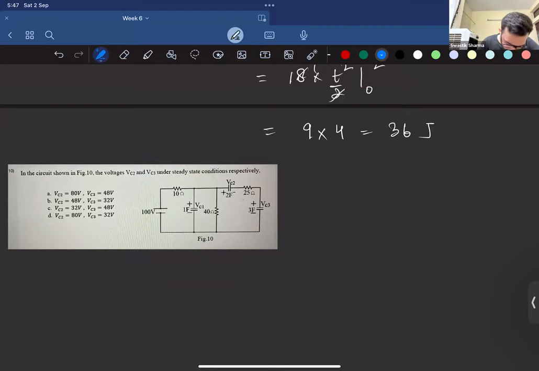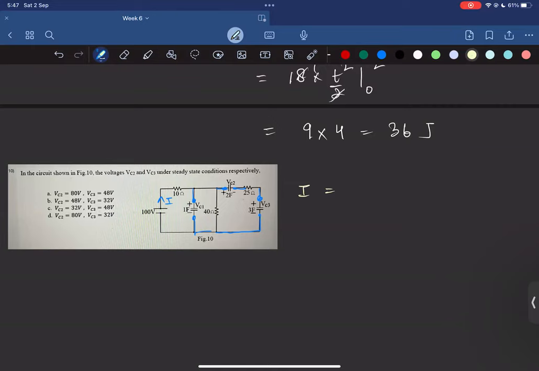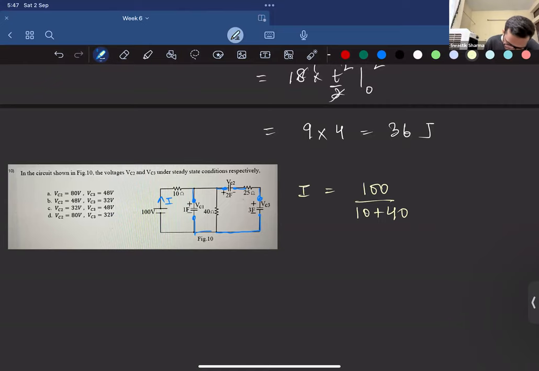It's showing that in this circuit, we need to find the voltages VC2 and VC3 under steady state conditions. So that means the whole circuit is under steady state. So the capacitors will become open circuited, right? It's open circuit then. So can you tell me what is the value of I under steady state? It will be 100 upon 10 plus 40, right? This is open circuited, so no current flows through the 24 ohm resistance, and the only current flowing is from... It will be answer 3.